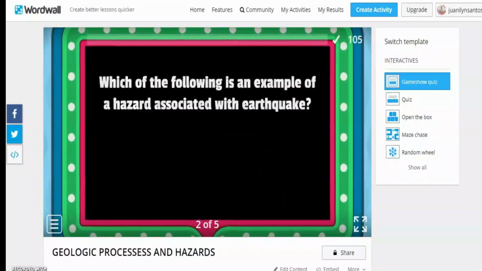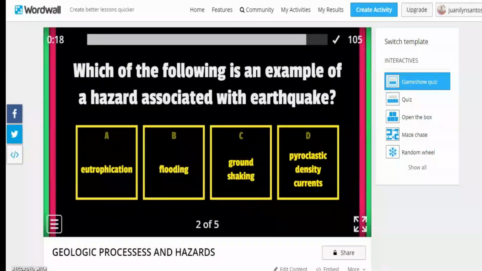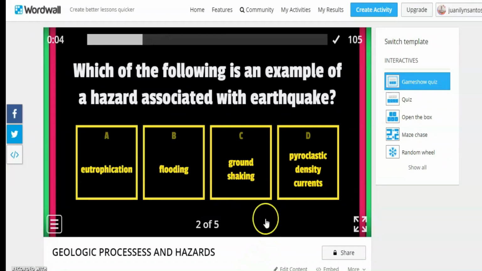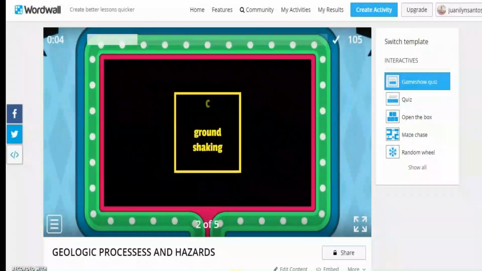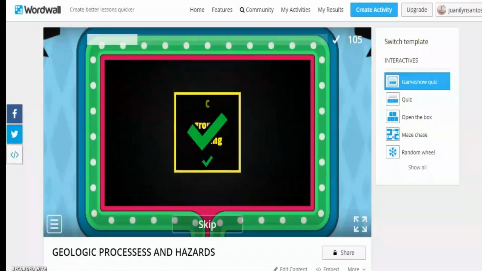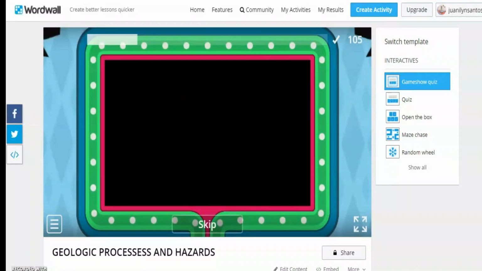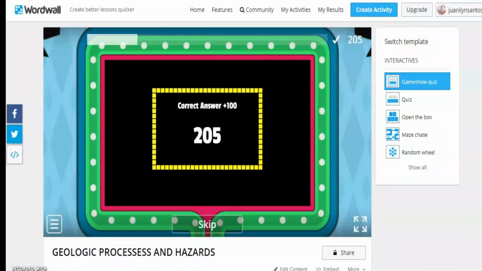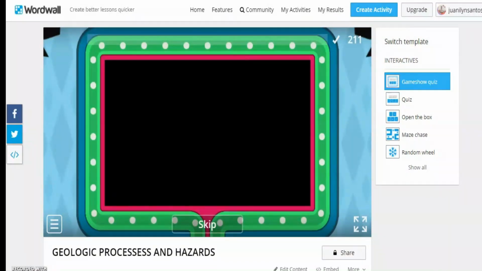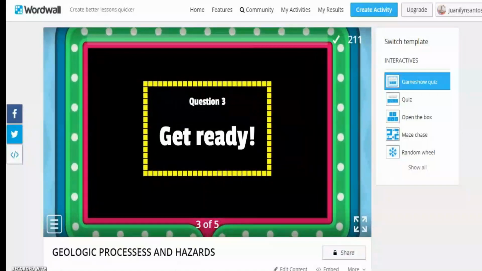Question number 2, get ready. Which of the following is an example of a hazard associated with earthquake? The correct answer is ground shaking. Your score is 205 plus 6-time bonus.